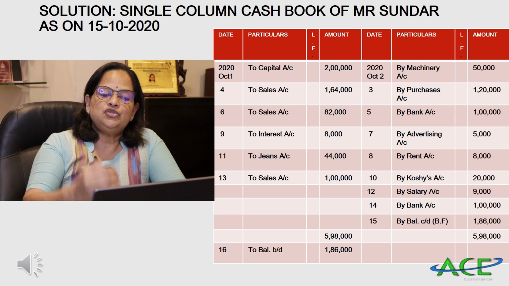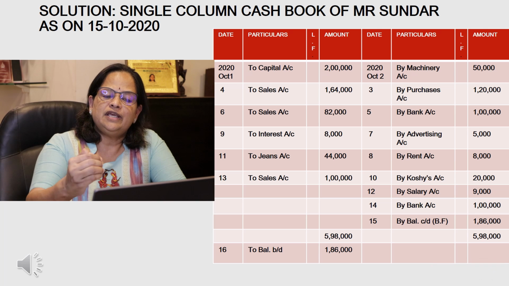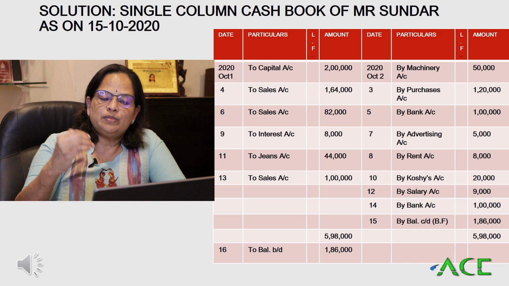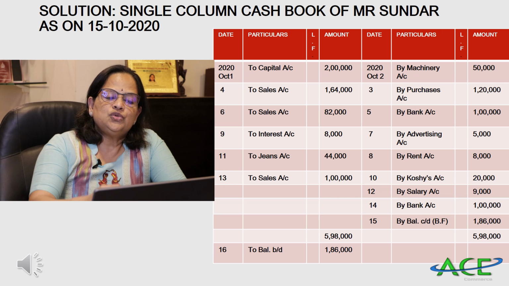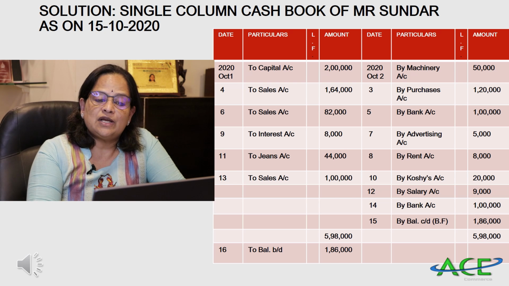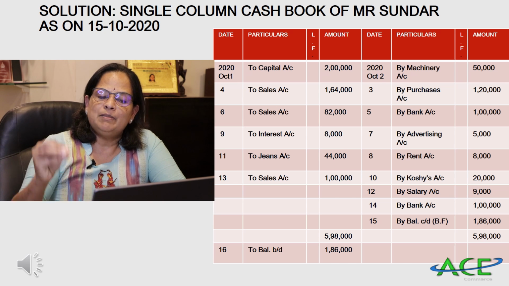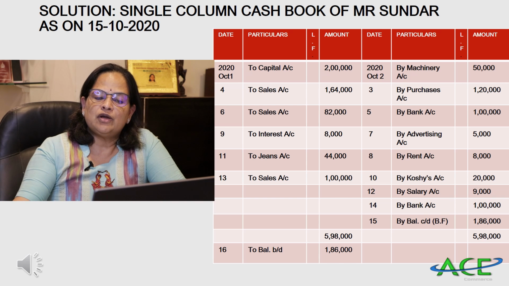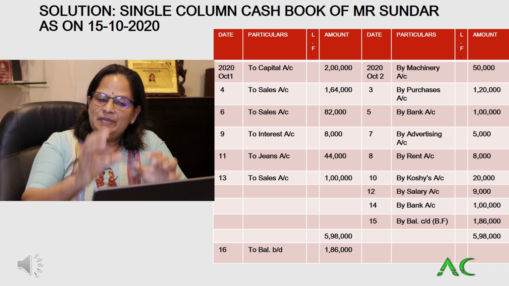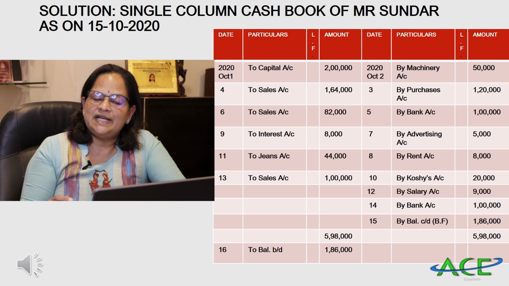October 11th to Jean's account. From Mr. Jean he got 44,000. October 10th Koshi's account 20,000 he paid. Then to October 13th sales account 1 lakh. October 12th by salary account 9,000. October 14th by bank account 1 lakh. And now the debit side entries we entered and credit side entries we entered.